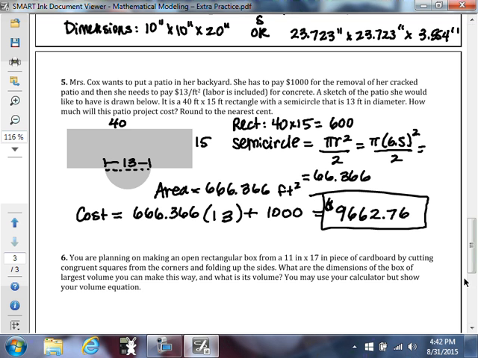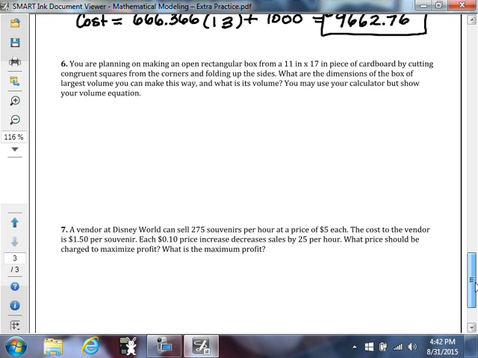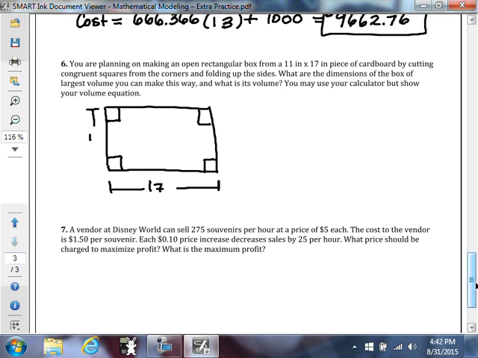All right, number 6, we did this in class, so again, if you need to fast forward, you can. But number 6 says you are planning on making an open rectangular box from an 11 by 17 inch piece of cardboard. So we have 17 by 11. And we're going to cut out corners that are X by X. All right, so that means that this inner portion right here is going to be 17 minus 2x, and that is like the flaps that we're folding up, okay? So this portion right here. And this one right here is 11 minus 2x.